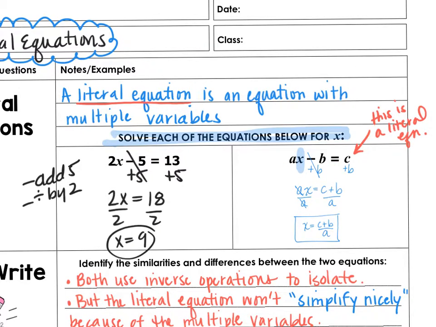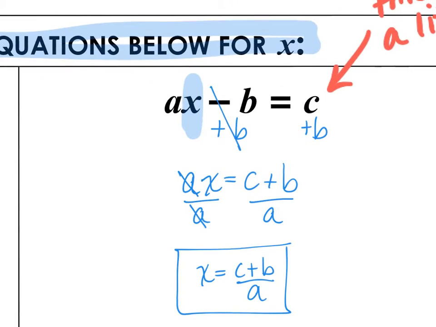So what I've done here is I've solved 2x minus 5 equals 13. And we solve that, as you know, by adding 5 to both sides and then dividing by 2 on both sides. So it takes 2 steps to get x alone. And x is equal to 9. Well, if you look over here at the literal equation, it's also going to take us 2 steps. But the difference is that we can't simplify completely because of all these letters.